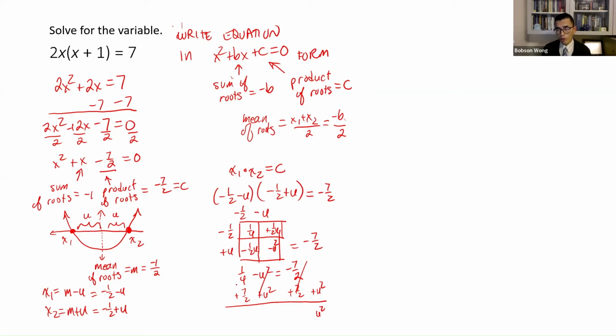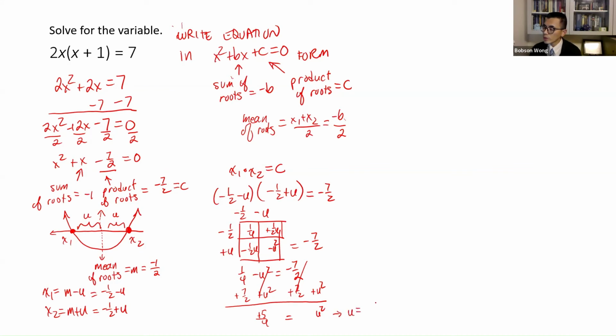Now, 1/4 plus 7 over 2 may be tricky for you. You can use a calculator, enter these fractions into the calculator, convert your answer, if it's a decimal, into a fraction, and you will get 15 over 4 equals u squared. And so now we can solve for u.